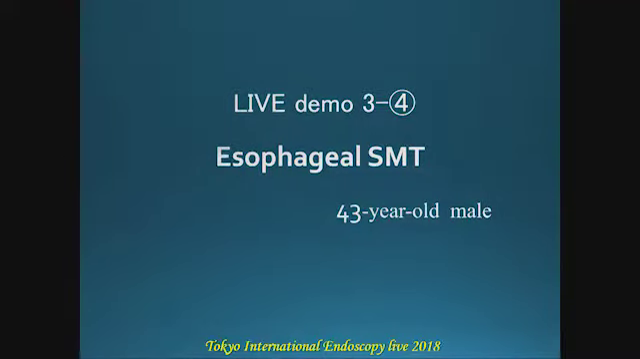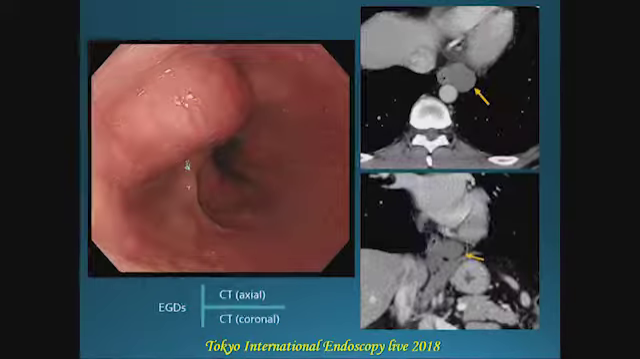This is a 43-year-old male with an esophageal submucosal tumor, which is close to the EG junction. EUS-FNA will be performed by Dr. Fukami.